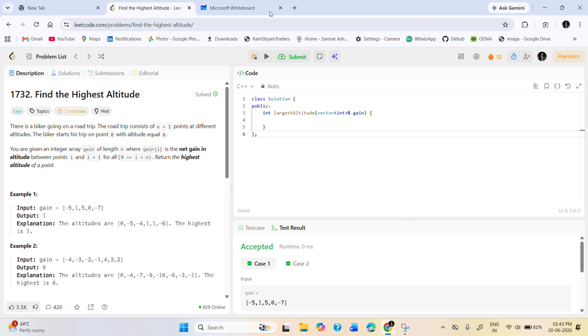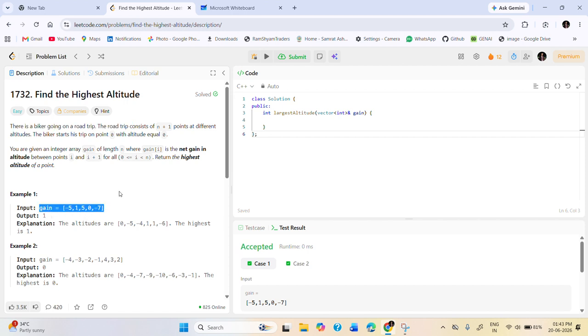So here we are today to solve yesterday's daily problem of LeetCode, which is Find the Highest Altitude. It is an easy level question on LeetCode, and we will try to solve this question in the best manner. So the question is, there is a biker going on a road trip. The road trip consists of n plus 1 points, where n is the size of this array.